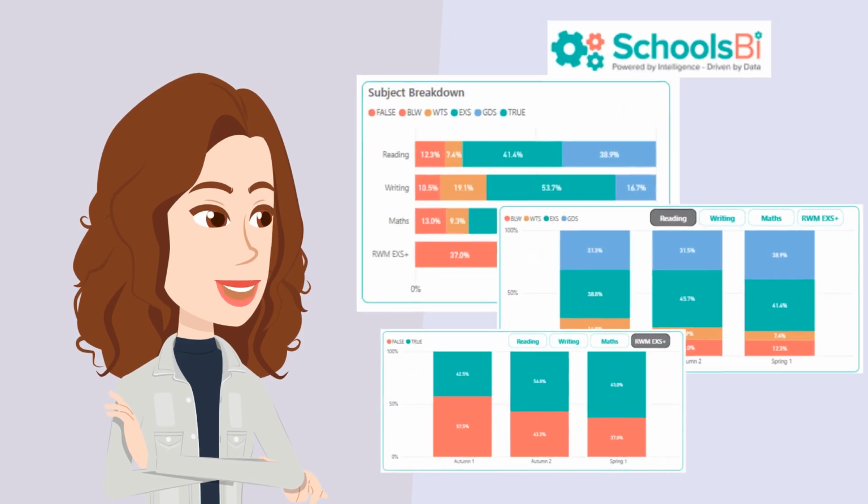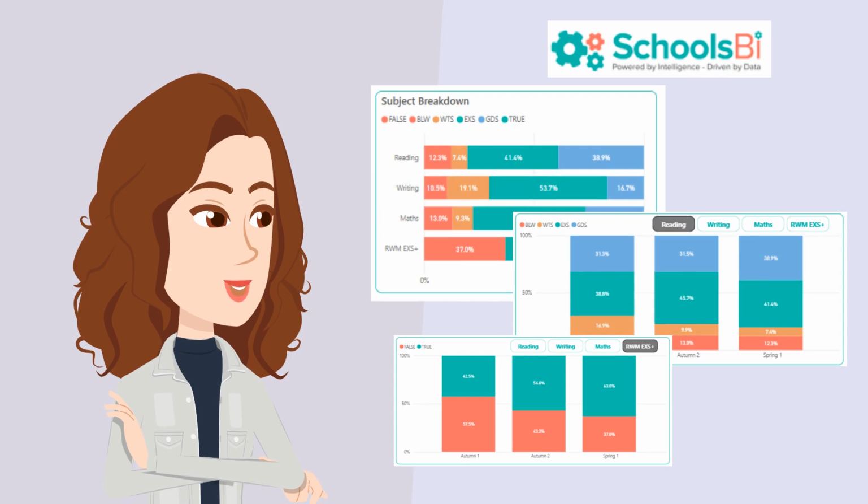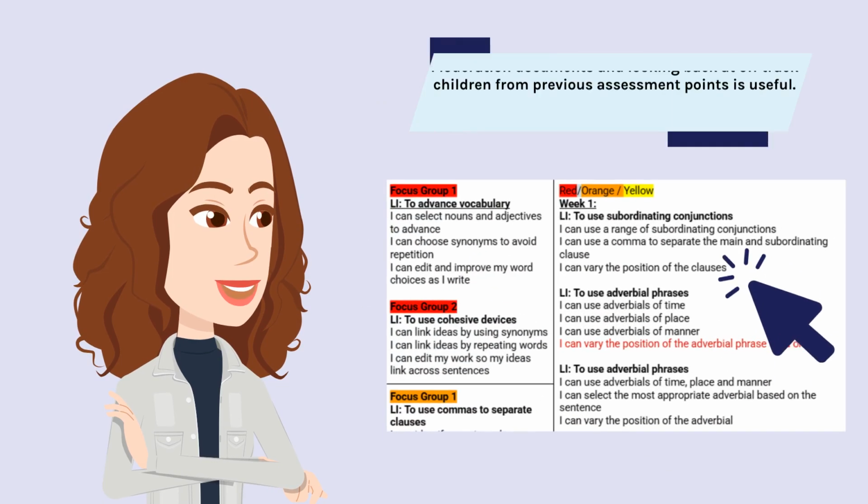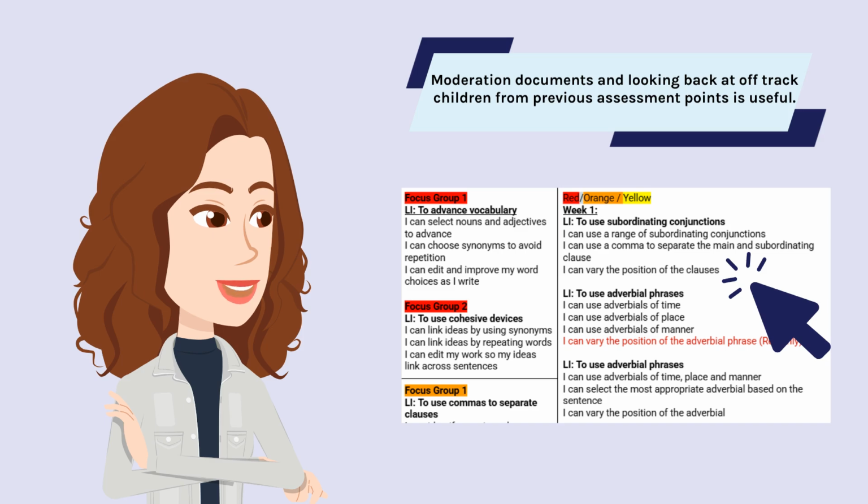For Schools BI, you can use the dashboard to look at the breakdown of percentages per demographic and use this to look at combined data and make comparisons to previous terms. To support the process, you will also want to make reference to your team's moderation documents and previous off-track information.